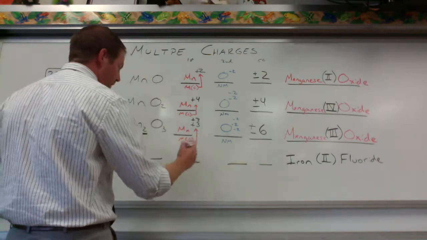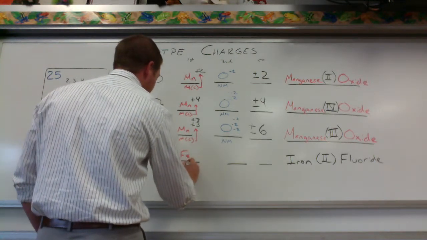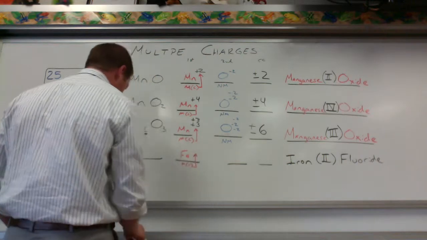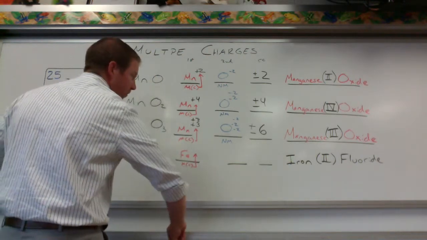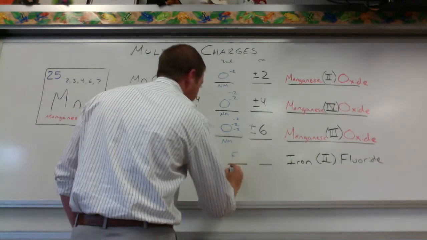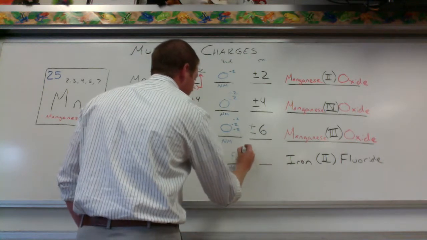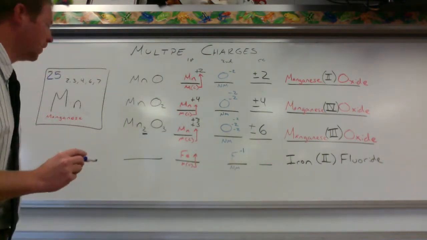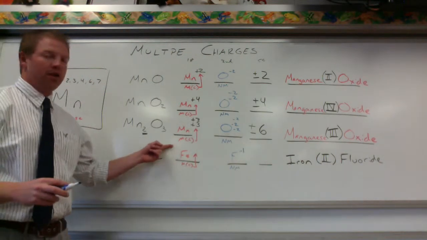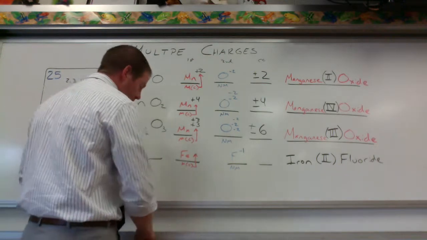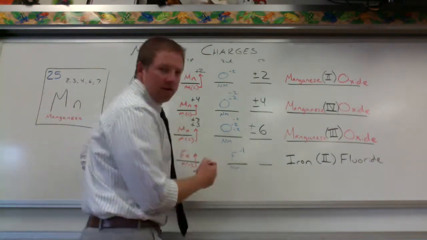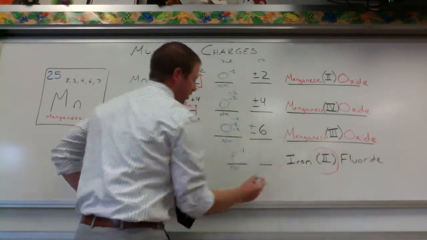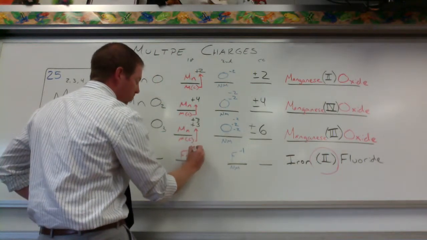So let's write down the parts. I've got iron, Fe, has multiple charges. Draw my arrow, don't know the charge yet. Okay, I've got fluoride, which is F. It's a nonmetal. It always has a charge of -1. Okay, now iron can't be a -1, okay? But I already know the charge it's going to be. How do I know the charge? It's written right here. Iron 2 tells me that I have to use a +2.